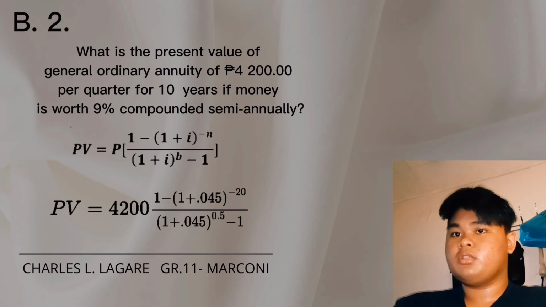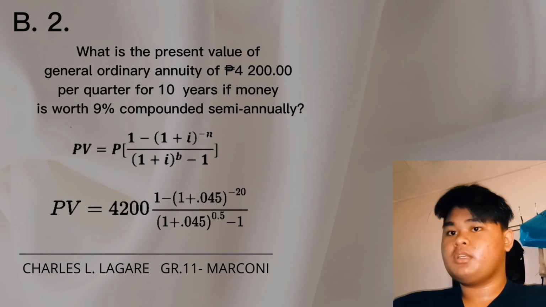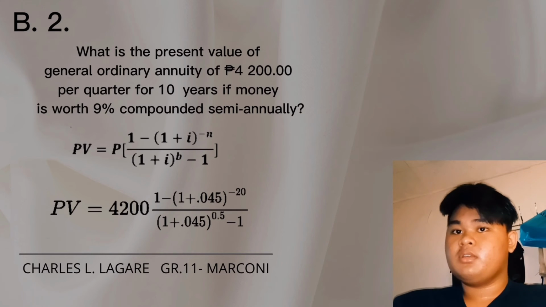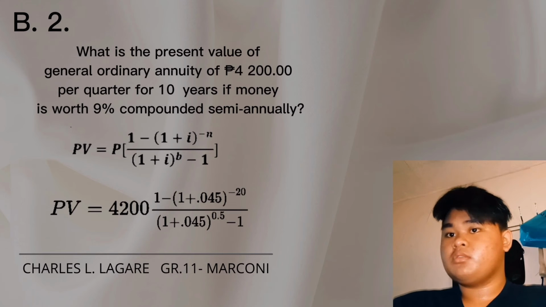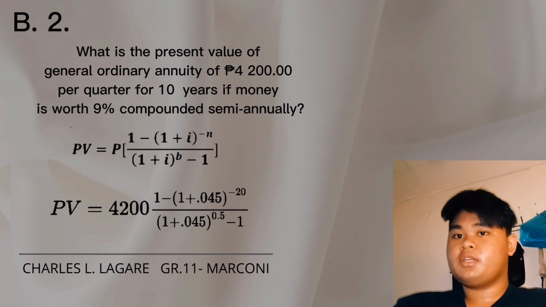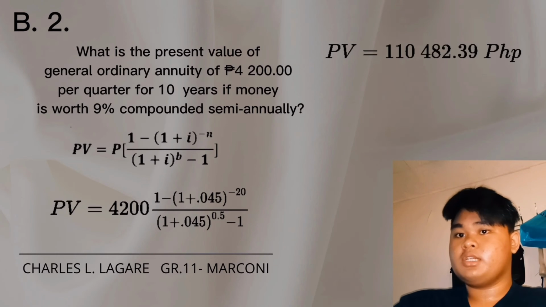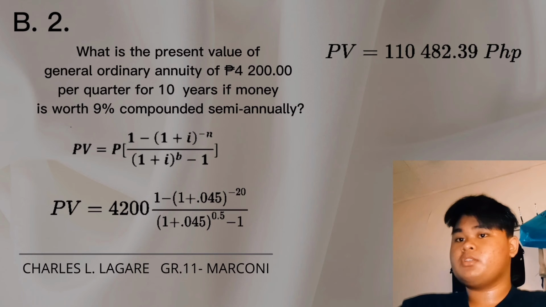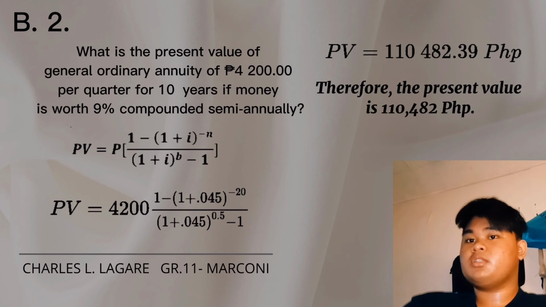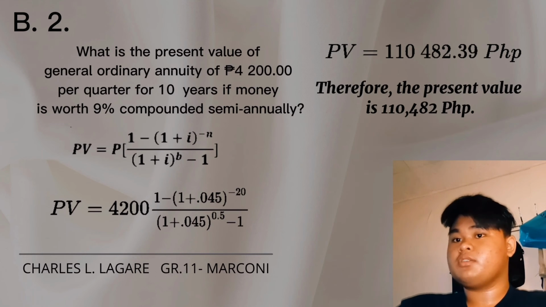And then we will plug in all the given values. So present value is equal to 4,200 quantity 1 minus quantity of 1 plus 0.09 over 2, which is 0.045, quantity to the power of negative 10 times 2 because it's semi-annually, so negative 20, over 1 plus 0.045 quantity to the power of 3 over 6, which is 0.5, minus 1. And then do the basic math or do it in your calculator. We will get the answer 110,482 pesos and 39 cents. Therefore, the present value is 110,482 pesos and 39 cents.